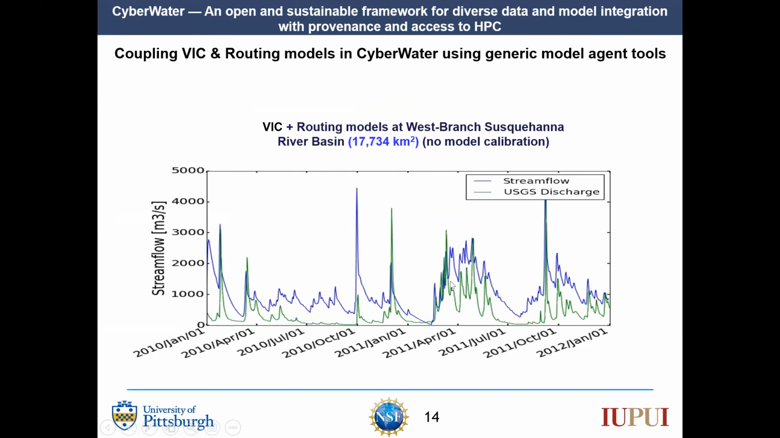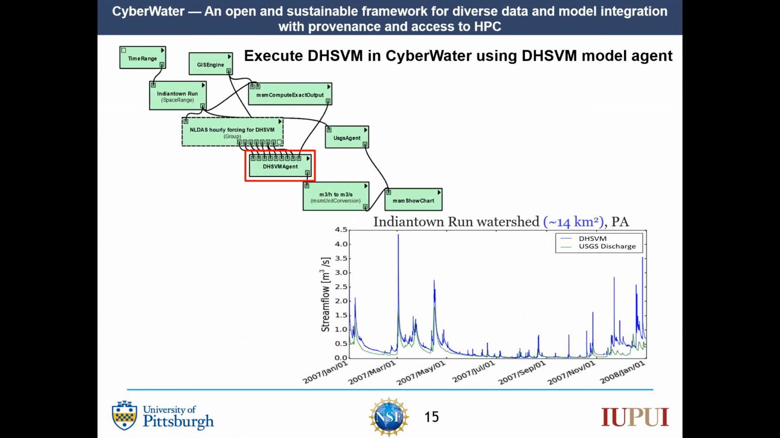of executing the workflow I just showed you. And the blue is the model simulated results from the VIC coupled with the routing using the generic model agent tools approach. And the green is the USGS observation results.